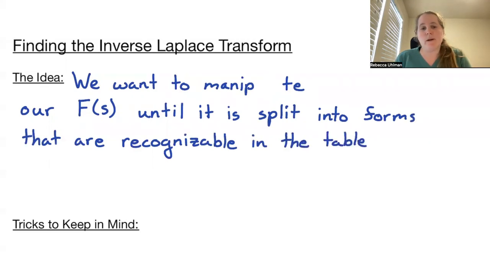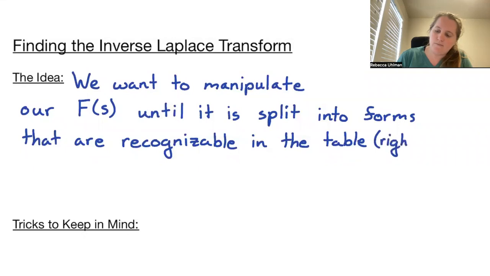The key for recognizing is to focus on the denominators. So we want to manipulate our capital F of s until it is split into forms that are recognizable in the table, and specifically the right side of the table. We will want to focus on the denominators and get them as simplified as possible.